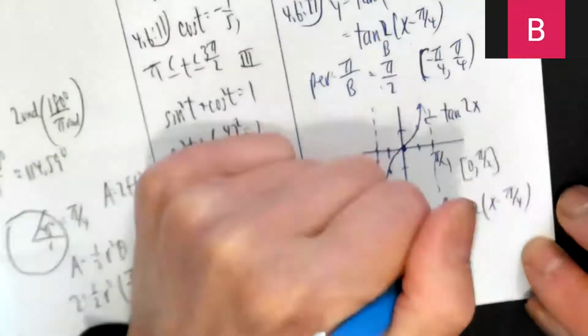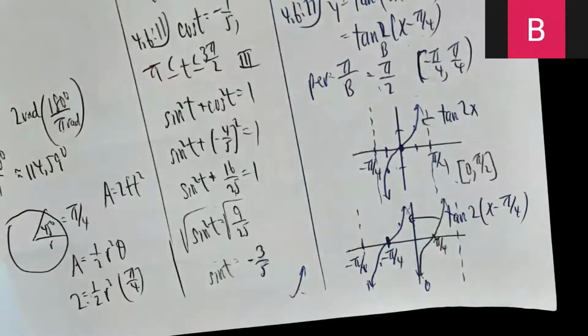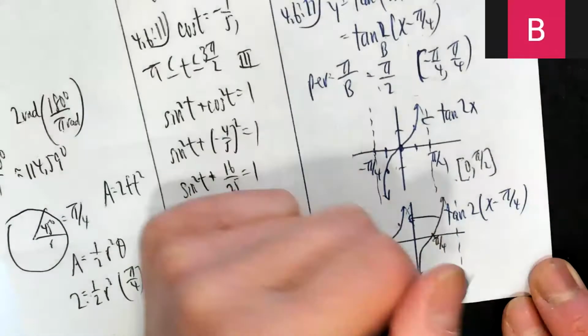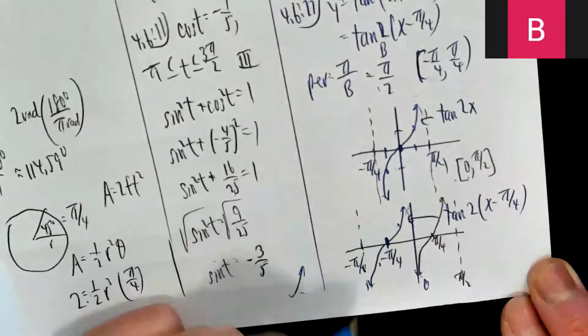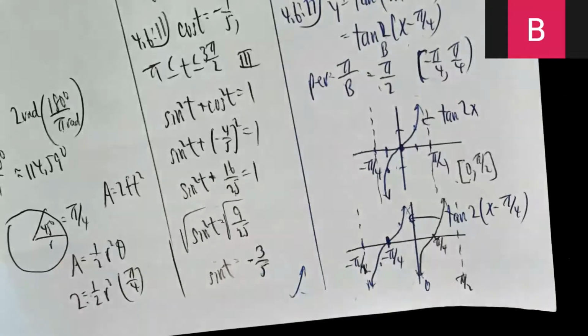Something more like that. Where this one is also pi over 4. So that's 0. And this becomes pi over 2. And this becomes negative pi over 2. So you can read that very easily. But there we go.